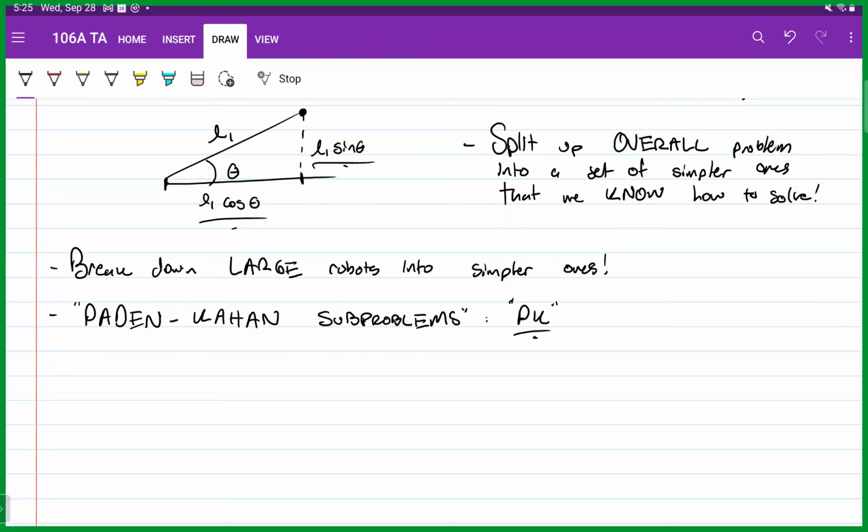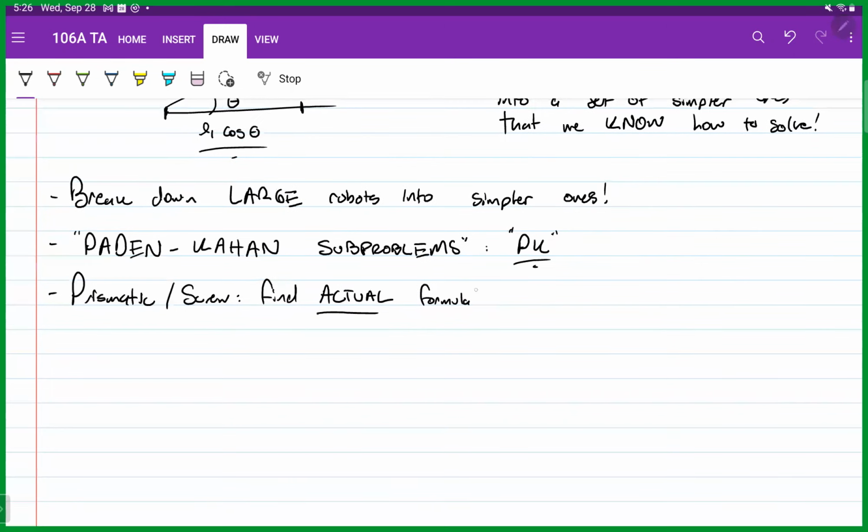Oh, right. So in general, you can leave these PK subproblems just in their form. Once you set up the PK subproblem, then you could be like, okay, I'm just going to solve this using PK1. But if you have a prismatic joint, for example, or a screw joint where you're able to exactly find the angle theta, then in that case, we'll expect you to figure out that formula for theta. So prismatic or screw, find the actual formula.